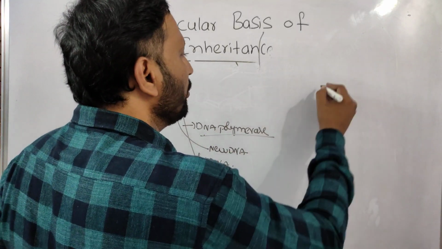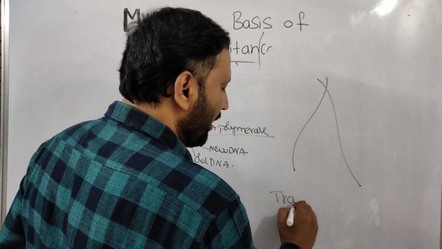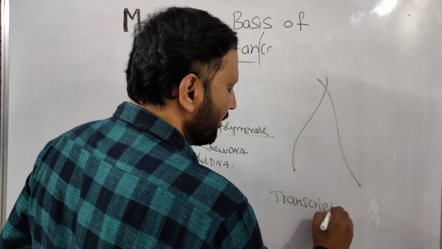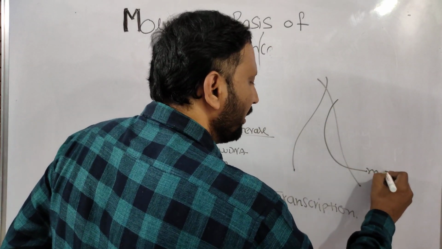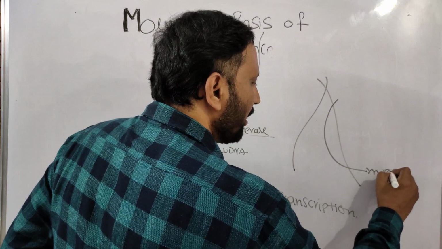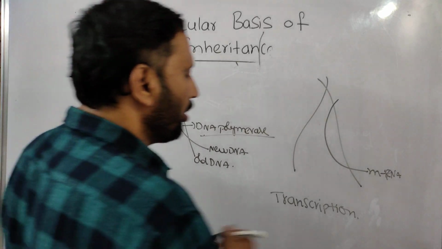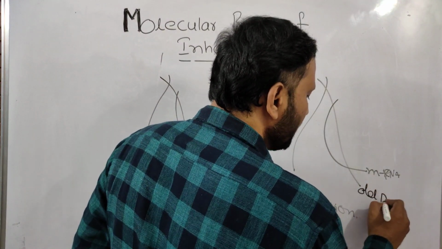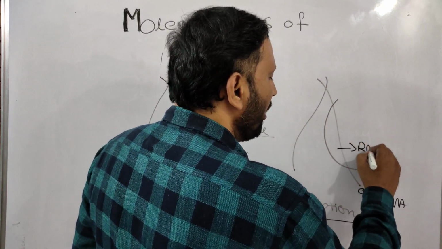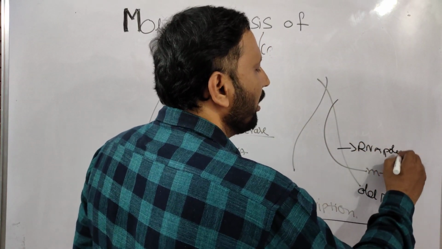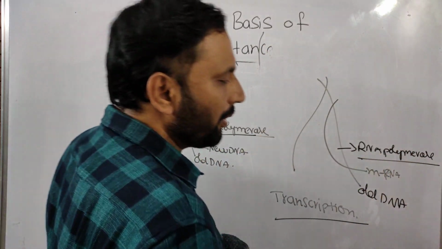But when you go to heterocatalysis, there are two steps: transcription and translation. Transcription I am taking first. Here mRNA is forming from the older DNA, the old DNA strand. This process is called transcription, in the presence of RNA polymerase. So here DNA polymerase, there RNA polymerase.